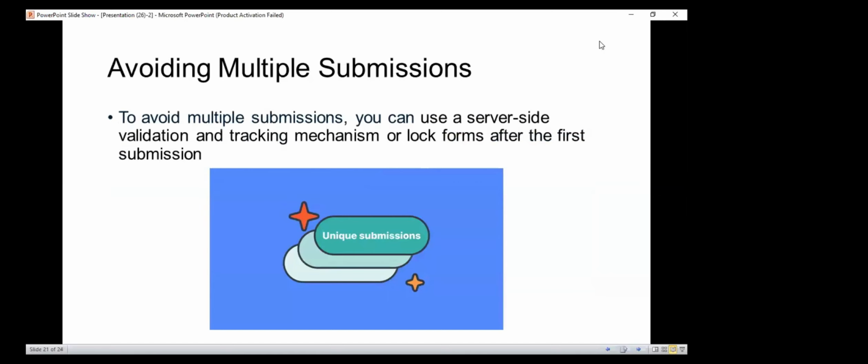Let's talk about avoiding multiple submissions. To prevent multiple submissions, especially on online platforms, you can implement server-side validations and tracking mechanisms. This system ensures that each submission is unique and prevents duplicate entries. Another effective method is locking the form after the first submission, ensuring the user cannot resubmit the same form or data again.